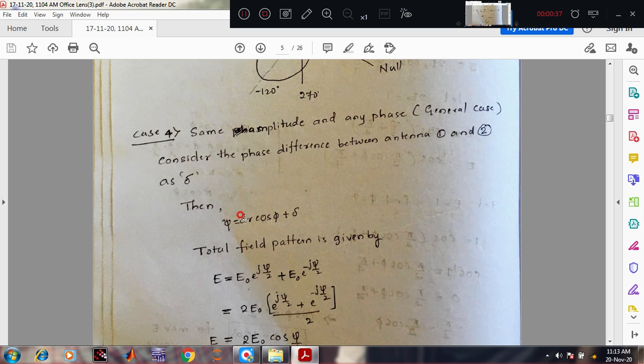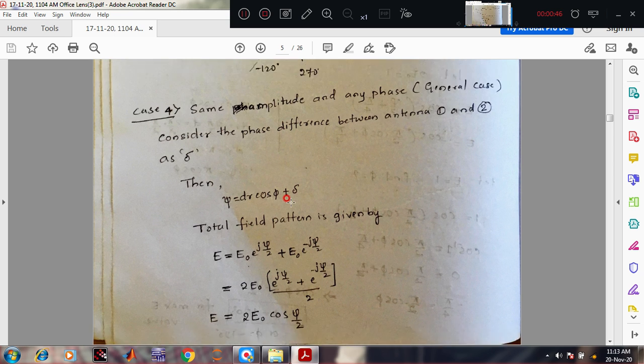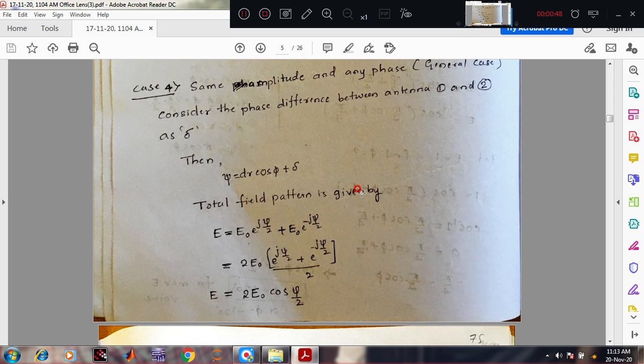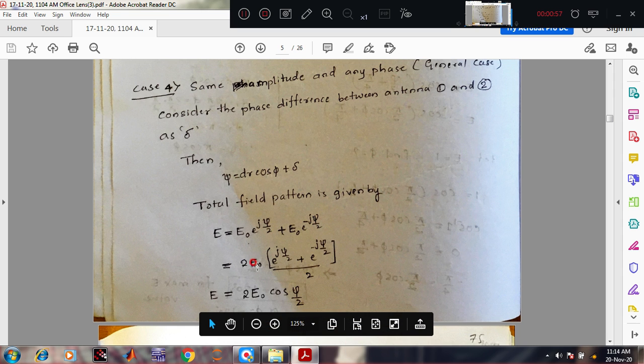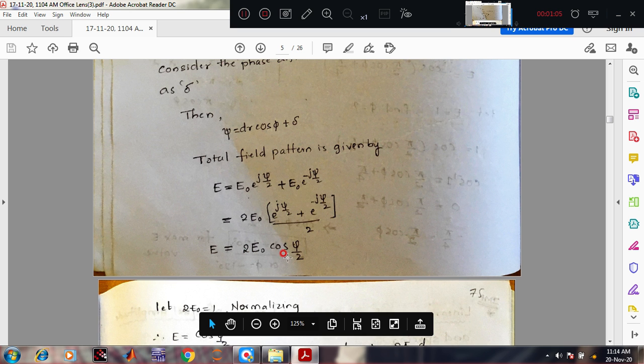Then psi will be dr cos phi plus delta. This delta term will be additional in this case. So this defines the psi value, right? So the total field pattern is given by E is equal to E naught e raised to j psi by 2 plus E naught e raised to minus j psi by 2. Therefore, 2 E naught times e raised to j psi by 2 plus e raised to minus j psi by 2, whole divided by 2. So it is multiplying and dividing by 2. This results in 2 E naught cos psi by 2, right?